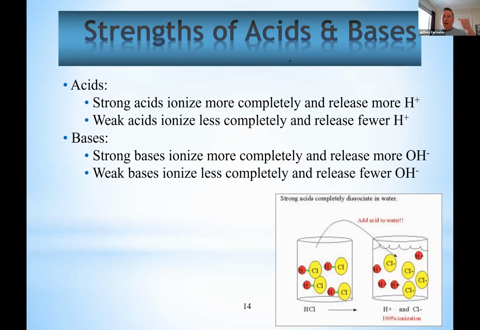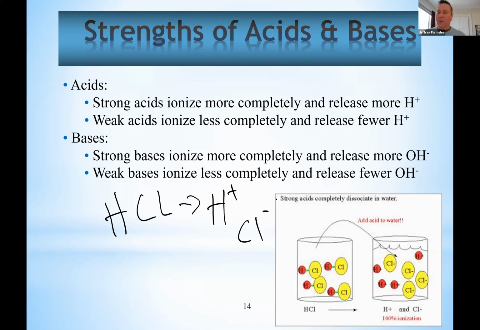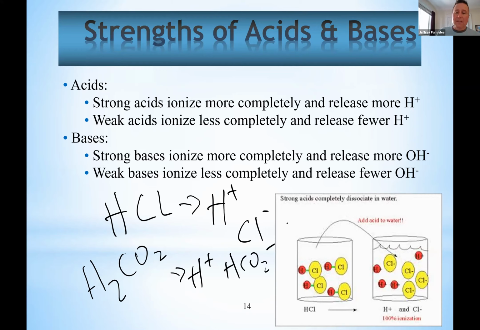So, like I say, strong acids like hydrochloric acid, you put that in water, it all turns into hydrogen and chloride, strong acid. A weak acid would be like when we did carbonic acid, and that's going to turn into hydrogen ions and then bicarbonate ions. But not all of it. It's going to go back and forth. So it's going to be more of a weaker thing. Same thing with the bases.